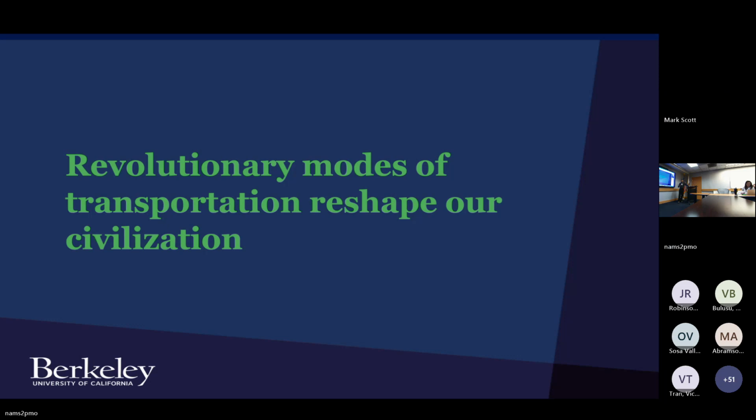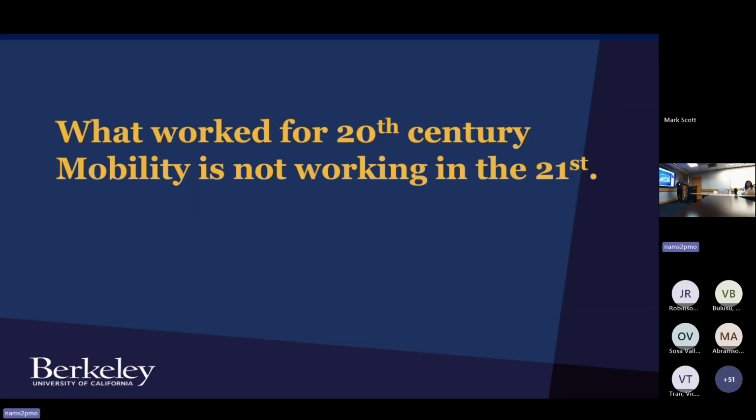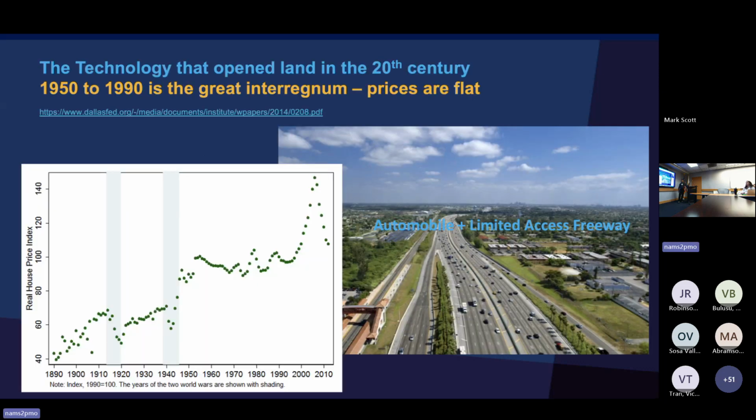Revolutionary modes of transportation reshaped civilization. We rebuilt all of America for the automobile. And the transportation system has real problems, right? What worked for 20th century mobility is not working in the 21st. The automobile and limited access freeway very successfully opened land in the 20th century. We got the American dream. It's not able to do that now. We can't build new freeways.